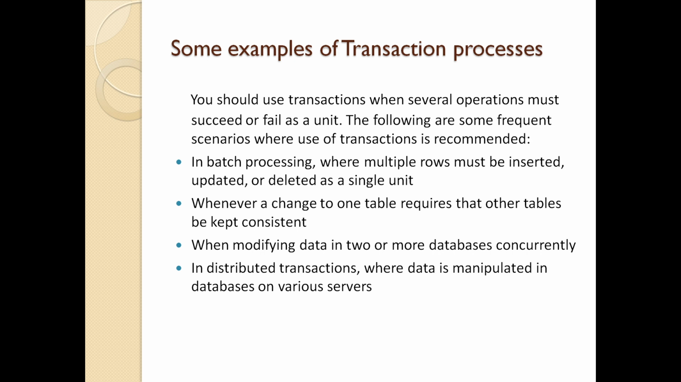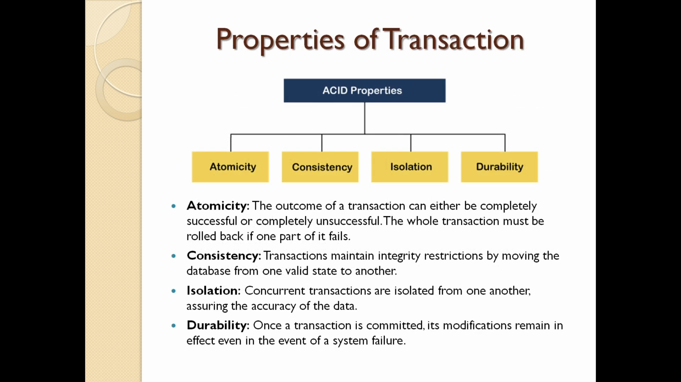These are some examples of transaction processes, like batch processing where multiple rows must be inserted, updated, or deleted as a single unit. Whenever a change to one table requires the other tables be kept consistent. When modifying data in two or more databases concurrently, and in distributed transactions where data is manipulated in databases on various servers. Now let's come to the properties of transactions.